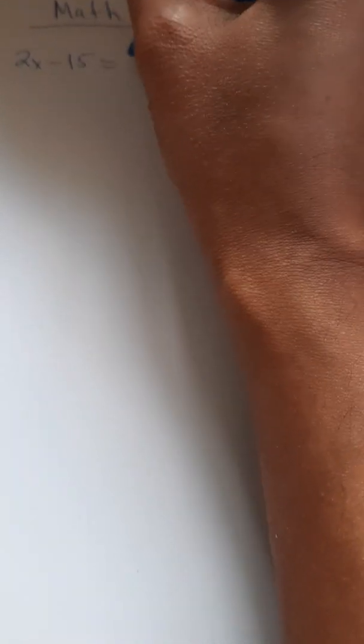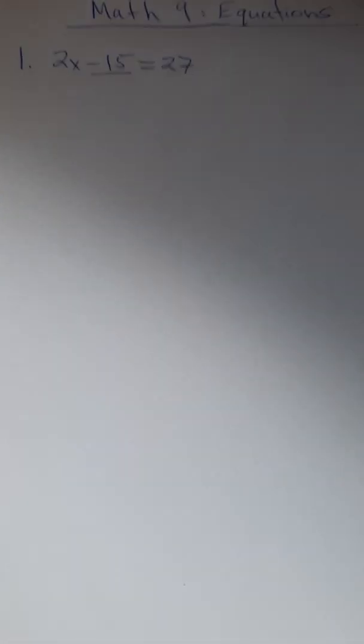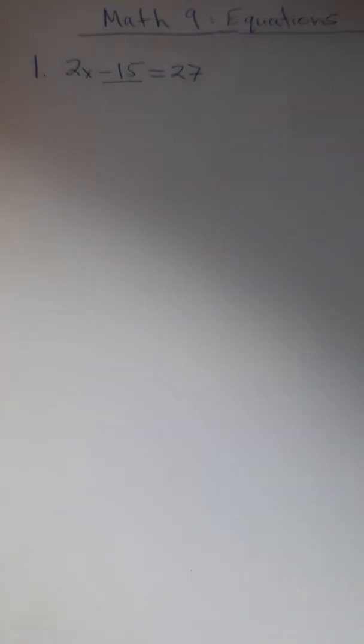Okay, if you're not sure how to solve certain equations, be sure to check out my previous videos. And we're going to try these two-step equations here. So try this one: 2x minus 15 equals 27. What you're going to do is basically take this negative 15 to the other side, and I'm going to change the sign.